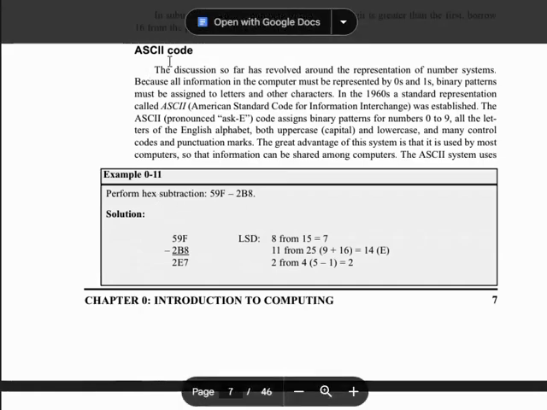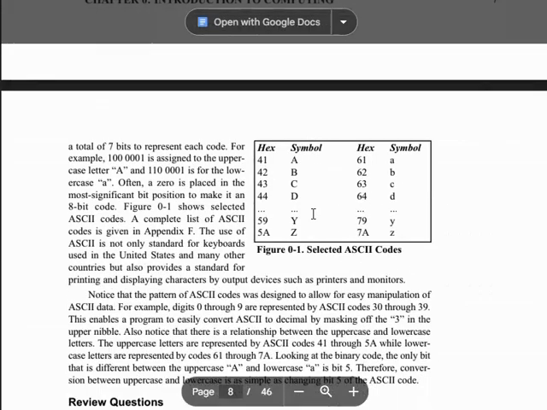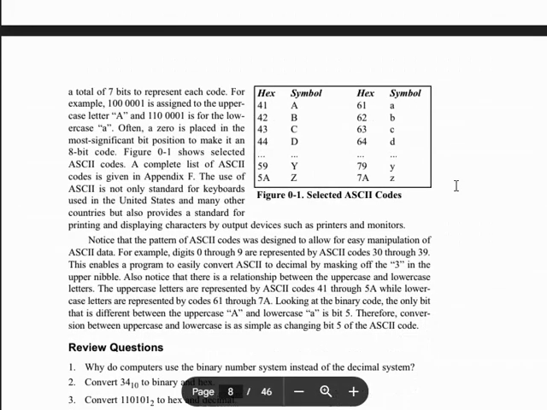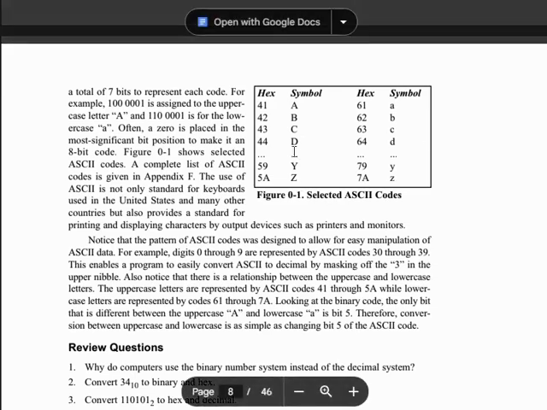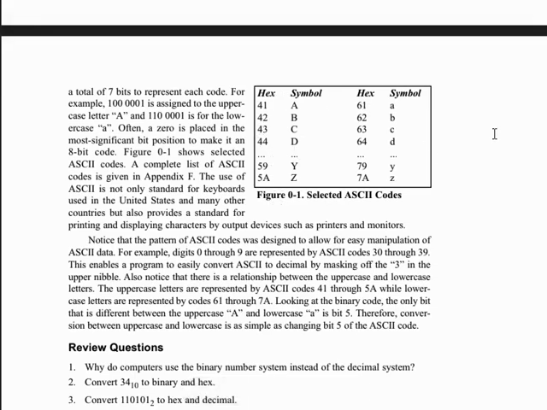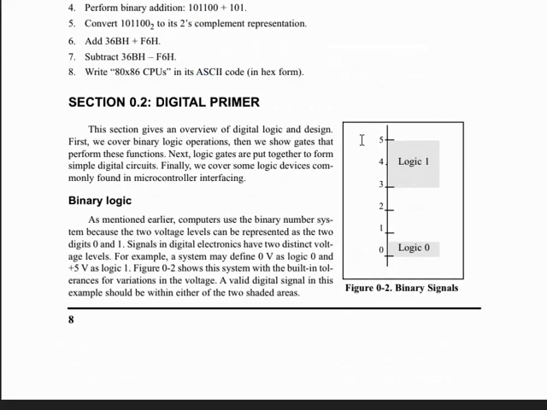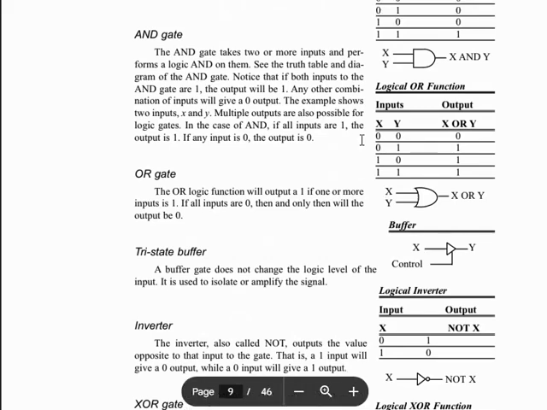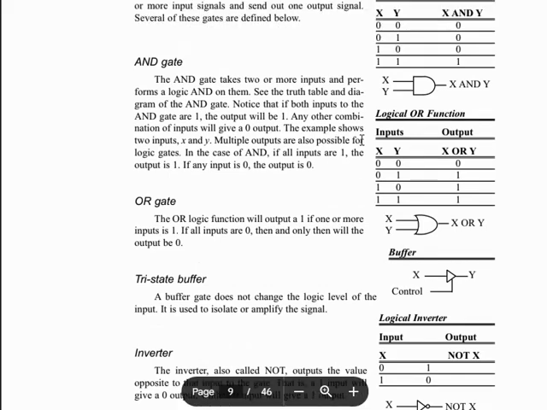So ASCII code, this table simply defines what the American Standard Code for Information Interchange is. Capital alphabets and small alphabets have different hexadecimals. Then moving on, digital primal means what we basically know as binary logic, the binary gates. We know the AND gate, OR gate, tri-state buffer, inverter, and we have already known what an AND gate is. It simply multiplies the numbers.